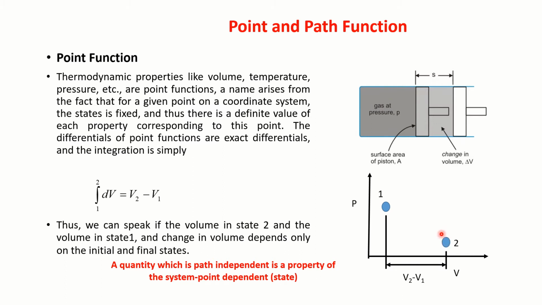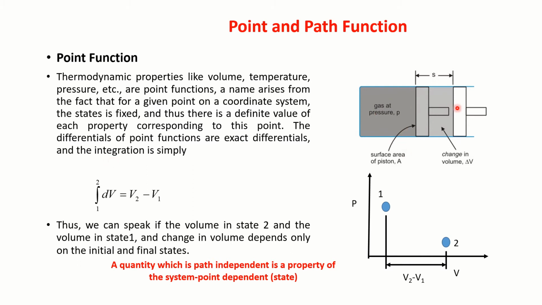Correct? This is why we call these the properties. Pressure, I know, volume. Again, pressure, I know, volume. I can represent this by these points. So thermodynamic properties like volume, temperature, pressure, etc. are point functions, because the name arises from the fact that for a given point on a coordinate system, the state is fixed. Thus, there is a definite value of each property corresponding to this point.